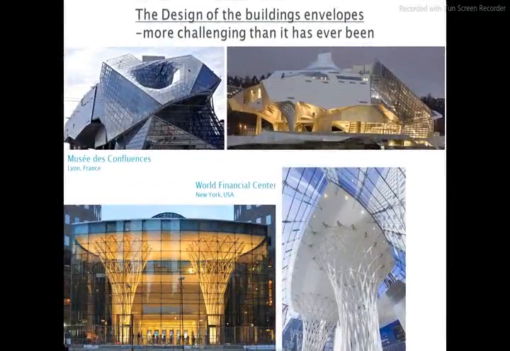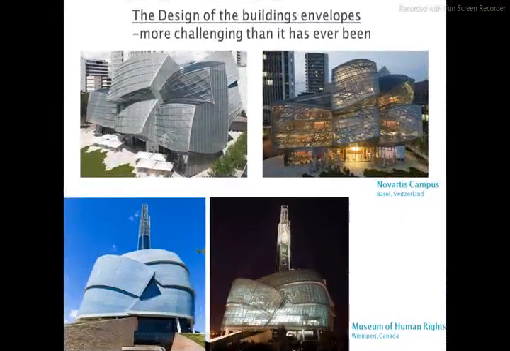Nowadays, the design of the building envelopes is more and more challenging than it has ever been. I brought here some examples. Musée de Confluence in Lyon, France. The building should have the shape of a cloud, as the architect imagined it. In the lower part we can see the World Financial Center, glass curtain wall that hangs on two steel trees. At the top we can see the Novartis campus in Basel, Switzerland, that should look like glass blocks stacked together.